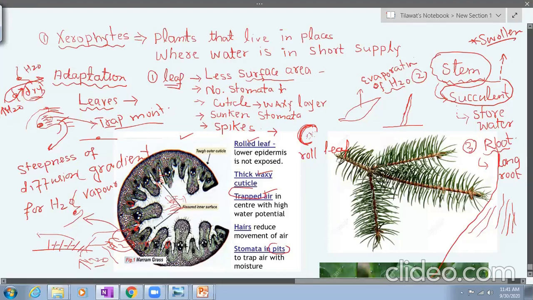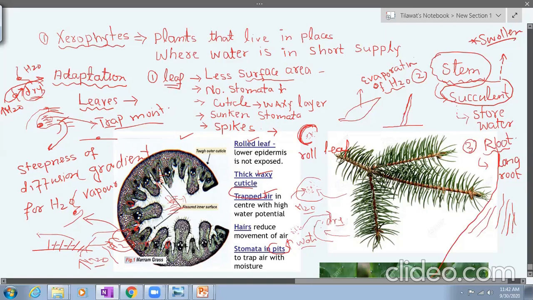And your question is related to this rolled leaf. If the leaf is rolled like this, in this place the moist layer or water molecules will remain here. Wind will not take them to another place, right? So outside and inside both have water molecules, and the steepness of the diffusion gradient for water vapor is less. But if the leaf is open and wind takes the molecules to another place, outside will remain dry and inside water molecules are more. If inside water is more, through diffusion the molecules can go from higher to lower easily.